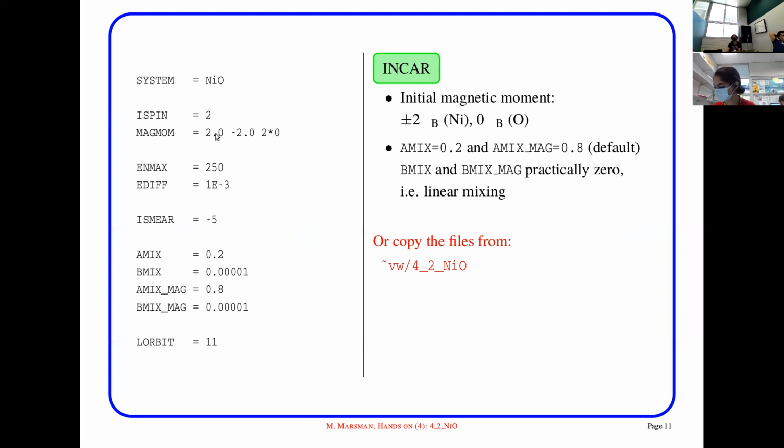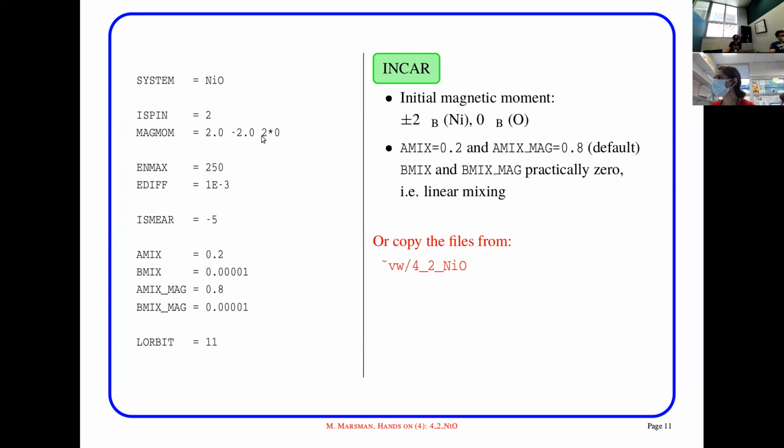If you want, you could have put 0.0, 0.0, it was the same. What you cannot put is 4 per 2, because 4 per 2 means that you are assuming that all the 4 atoms in the system have a magnetic moment of 2. Instead, in this case, since it's antiferromagnetic, you want plus 2 magnetic moment in one nickel, minus 2 in the other nickel, and 0 on the 2 oxygen.